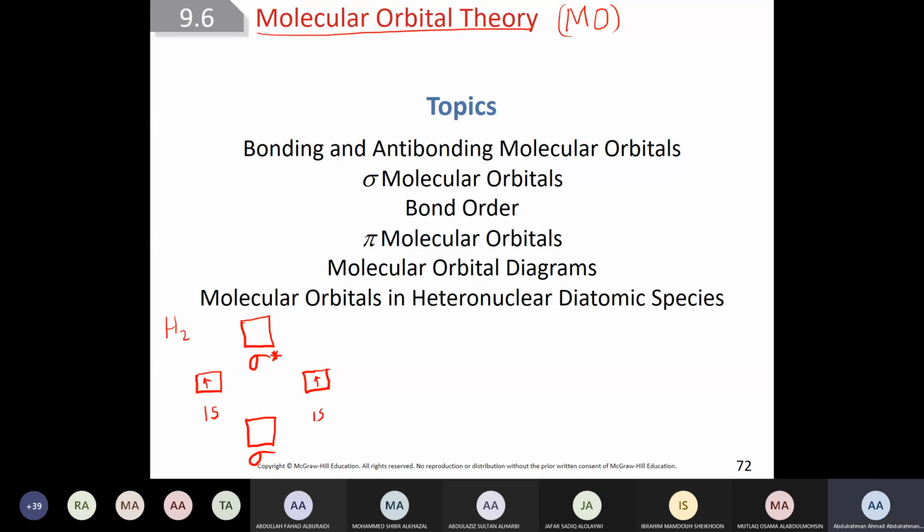This one is called sigma bonding, and this one is called sigma anti-bonding. What's the meaning of anti? Against. Sigma star is against bonding. All right. And then when the two atoms come together, the electrons are distributed to the lower orbitals. So the two electrons will come here.